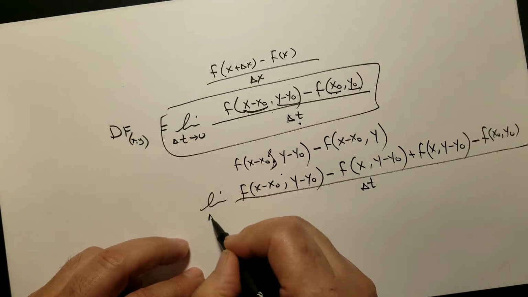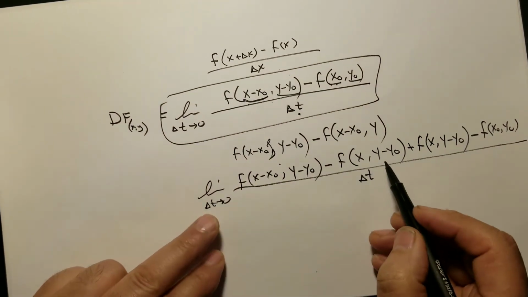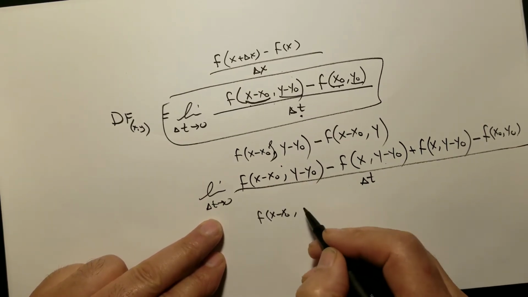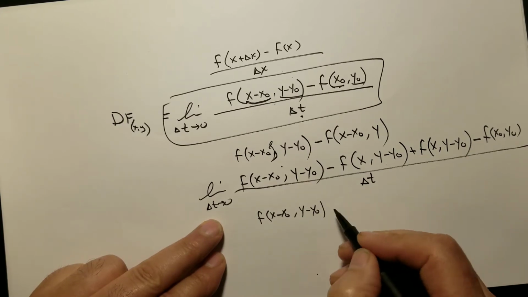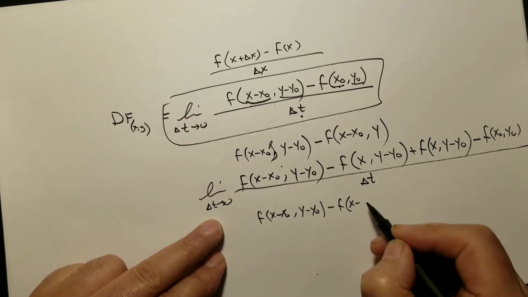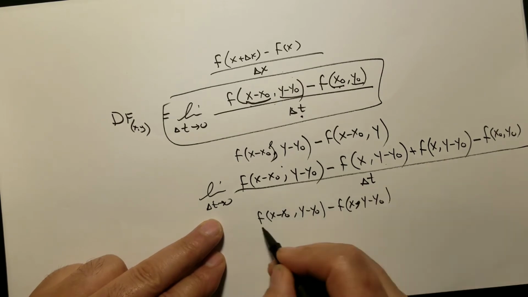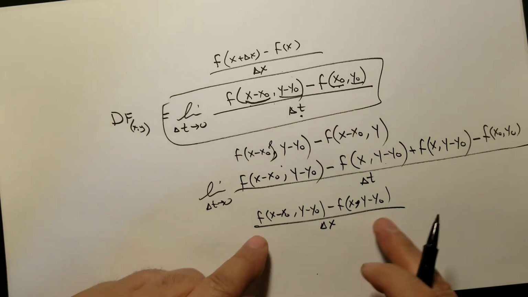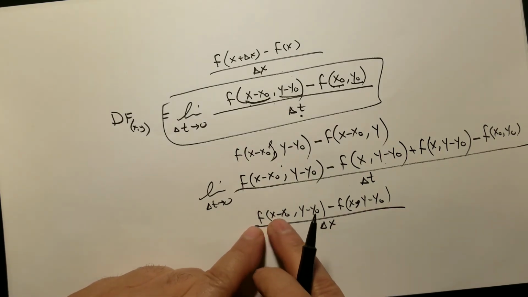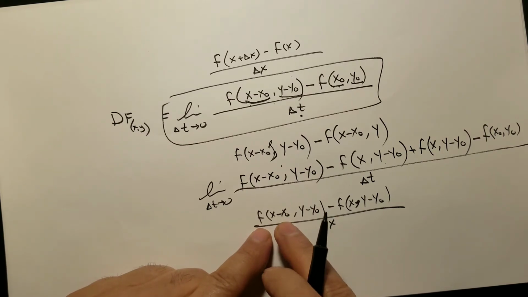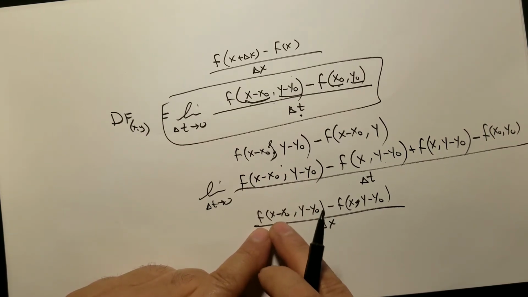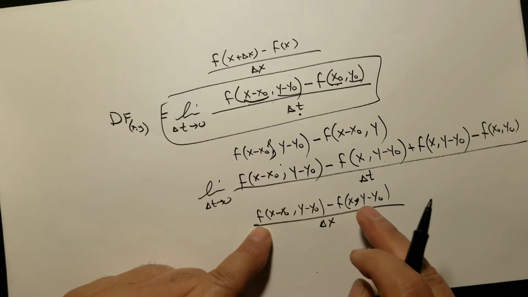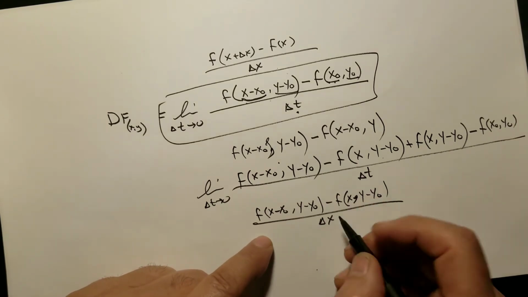And I'm going to take the limit as delta t approaches 0. Right now, tell me what it is. This is f of x minus x naught, y minus y naught, minus f of x, comma, y minus y naught, over delta t. But the question is here, what do you see right here? In here, x minus x naught, if you remember, was t cosine theta. This one was t sine theta. Therefore, this is delta t.